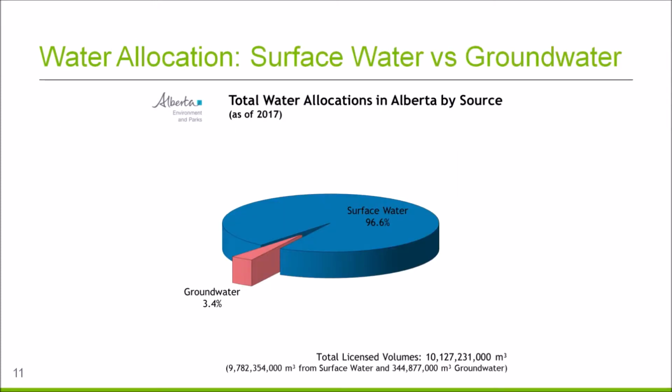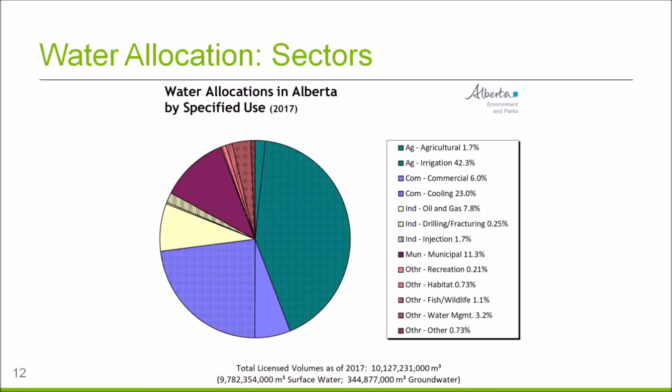Now, in this pie chart we're showing how much water was allocated until 2017. You can see that most of the water allocation is from surface water, which is about 97%, and only 3.4% is groundwater. Again, in this pie chart, we are showing the total water allocation by 2017, but now we group them into different types of water use, like agriculture or irrigation or commercial.